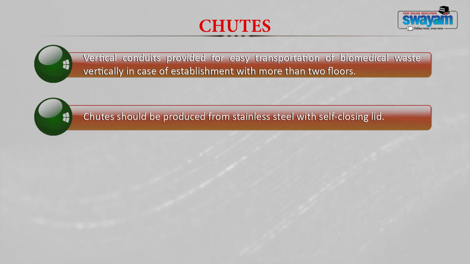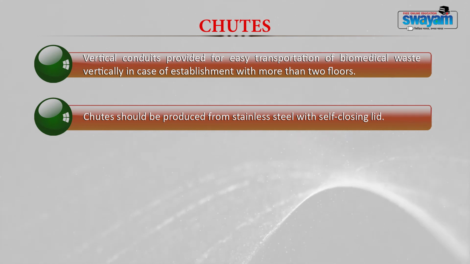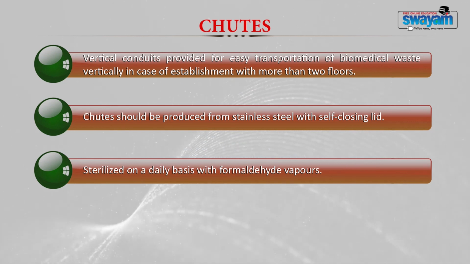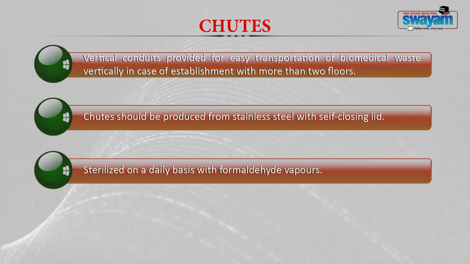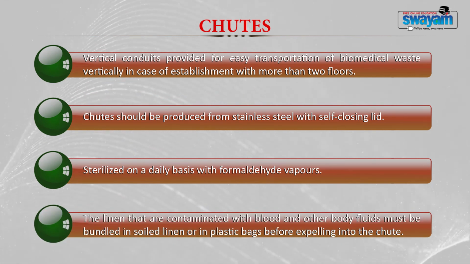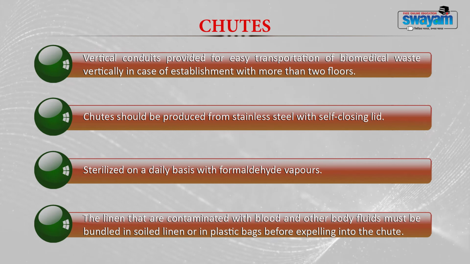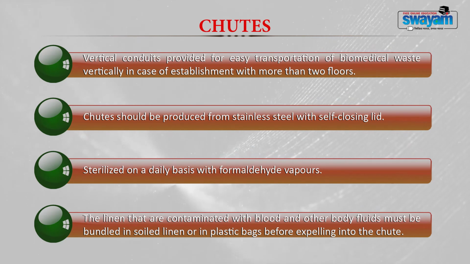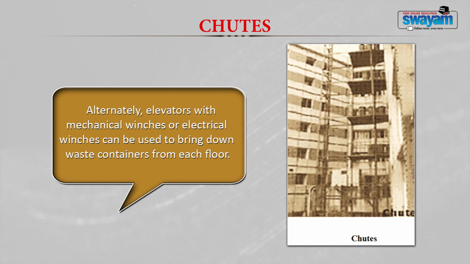Now, chutes should be made of stainless steel with a self-closing lid. It should be sterilized on a daily basis with formaldehyde vapors. If you use formaldehyde vapors, then it acts like a disinfectant. The linen that is contaminated with blood and other body fluids must be bundled in a soiled linen or plastic bag before it is put through the chute or the conduit. Alternatively, elevators with mechanical or electrical winches can be used to bring down the waste containers from each floor.